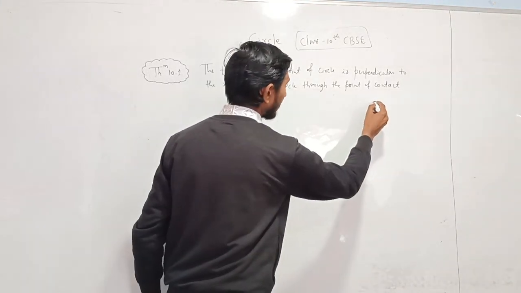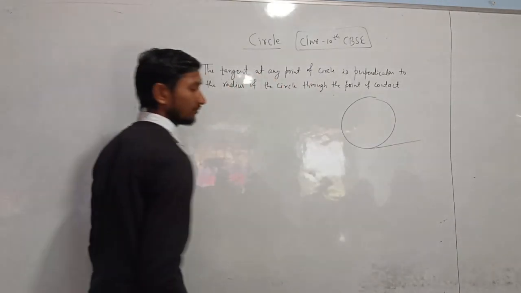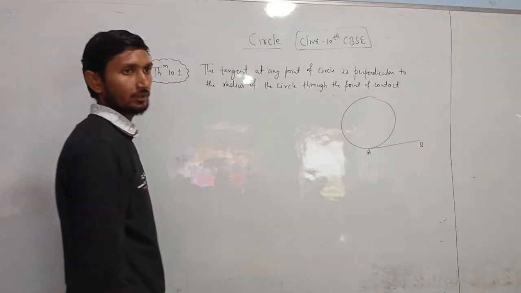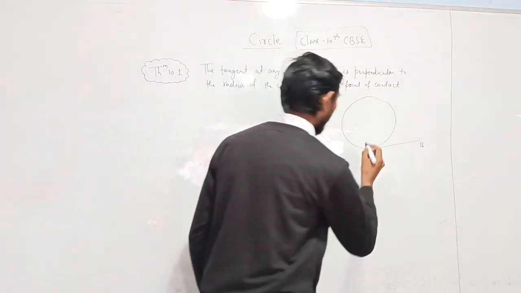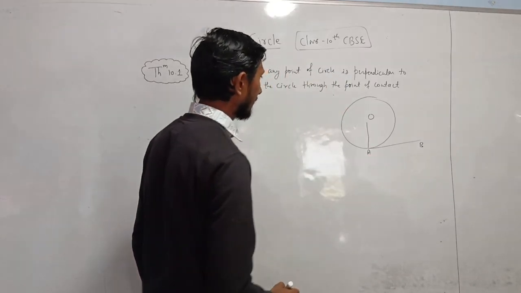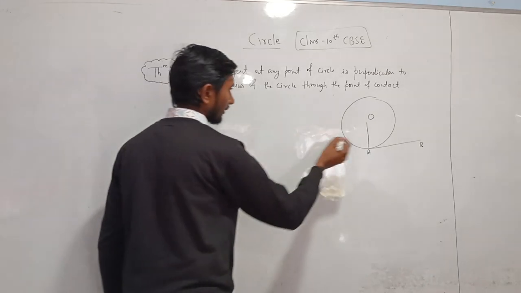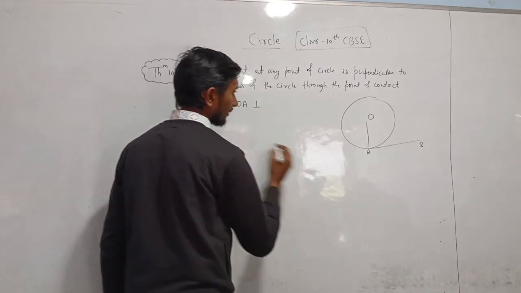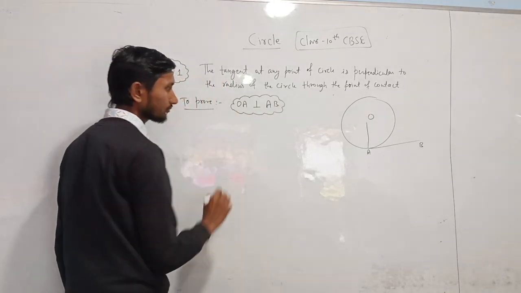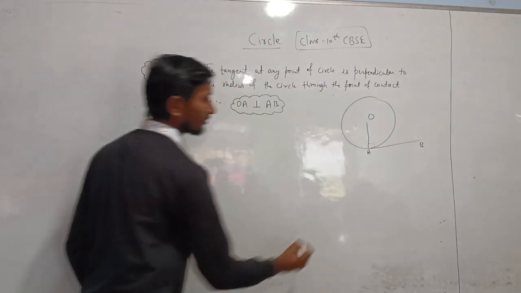This theorem says that let we have a circle, and let a line, I am naming it AB. AB is tangent, O is the center. What we have to prove? We have to prove that the radius and AB are perpendicular. Okay, it means we have to prove that this angle is 90 degrees.